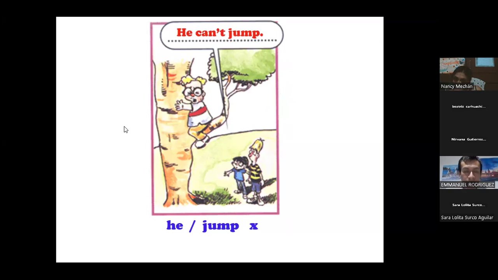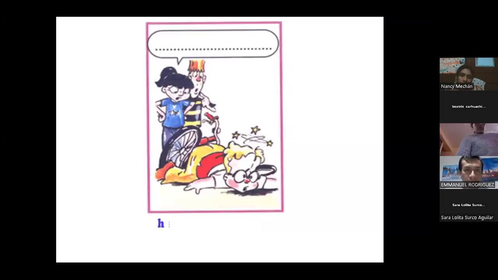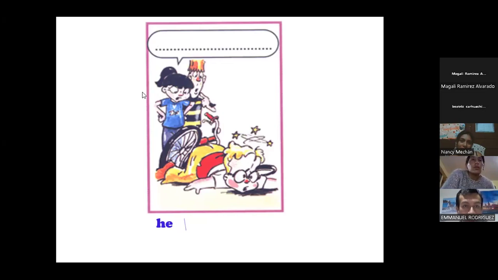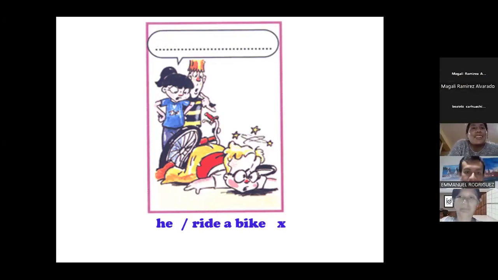Continue with the next slide. I need a volunteer to tell me the sentence according to this picture. I need a volunteer. Volunteer, who wants to participate? Magali Ramírez. Good evening, Professor. Good evening. Okay, you tell me what is the sentence? Can he ride a bike? Okay, he can't ride a bike. He can't ride a bike. Okay, thank you. Continue with the next slide.